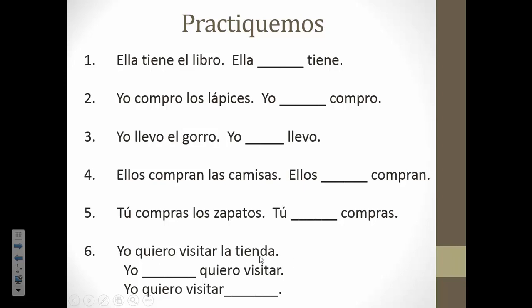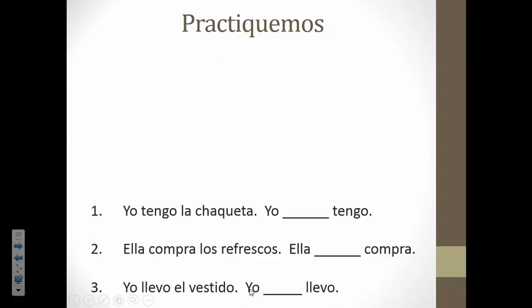Okay, let's look at the last one. Yo quiero visitar la tienda. We have two places we can put it because we have one conjugated verb and then another verb after it. Okay, I want to visit the store. You want to say I want to visit it because the store is it. We're going to put yo la quiero visitar. Or we could say yo quiero visitarla.